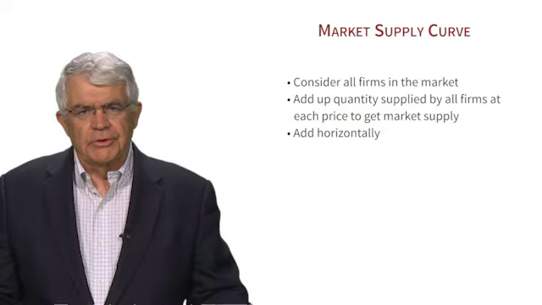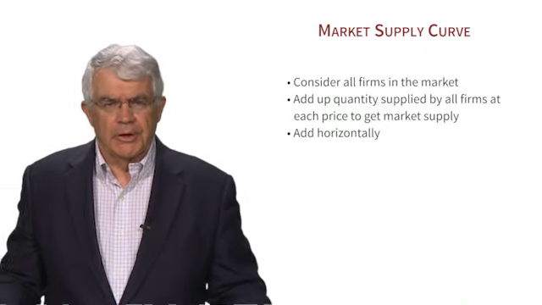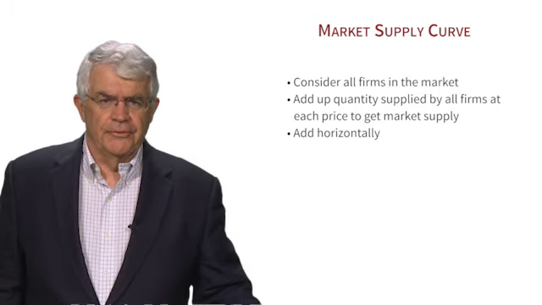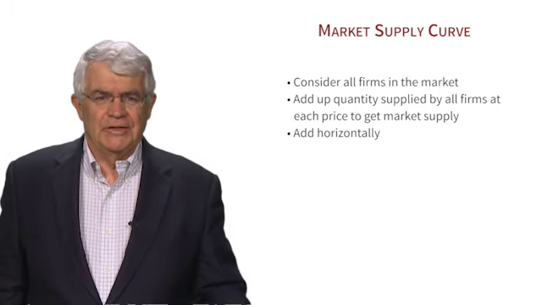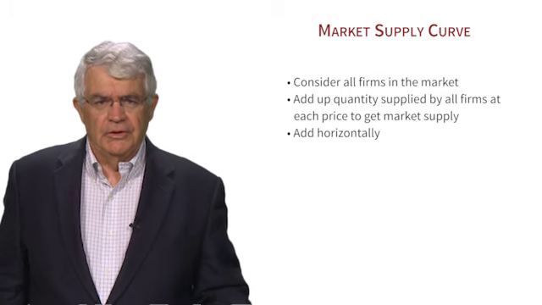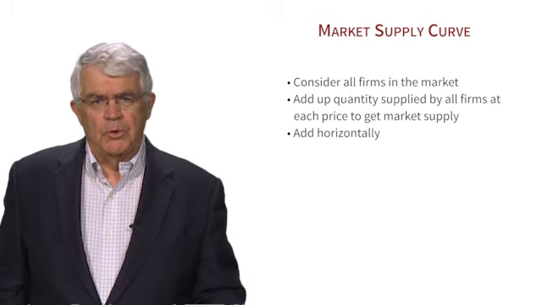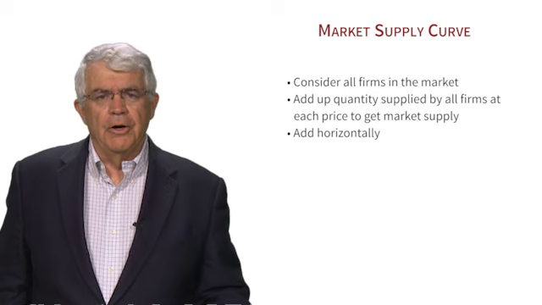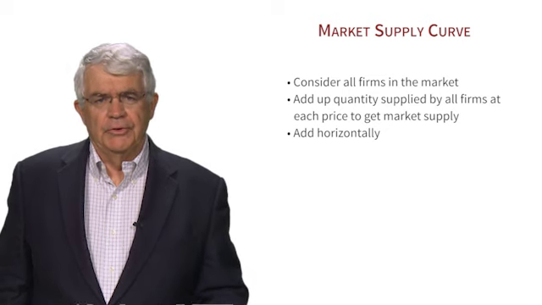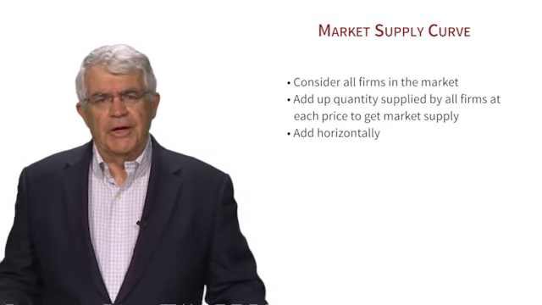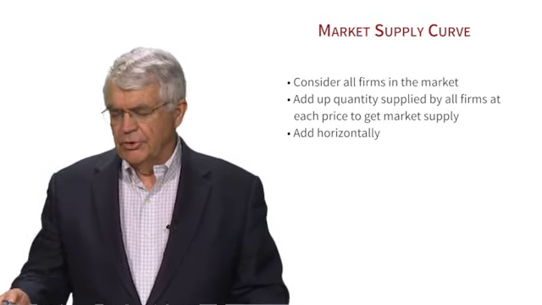Now, the last thing I want to do is derive the market supply curve. The market supply curve considers all the firms in the market. Once we've got the individual firm supply curve, it's pretty straightforward. Just add up the quantity supplied by all the firms at each price to get the market supply curve. In a sense, this addition is horizontal across the diagram, as the diagram which I'll show you now illustrates clearly.